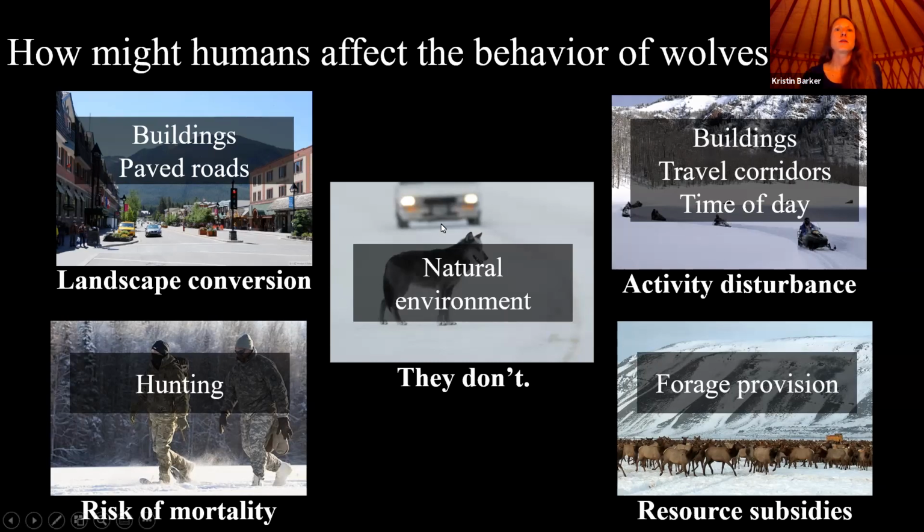So each one of these pictures here represents a hypothesis that we would like to test. And the way that we can test these hypotheses is by trying to tease apart the influence of each one of these predicted things on wolf use of the landscape.